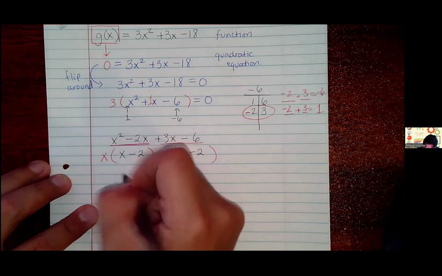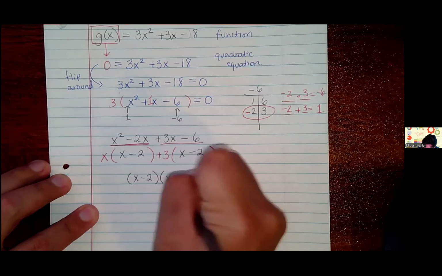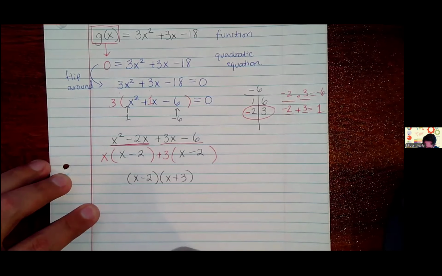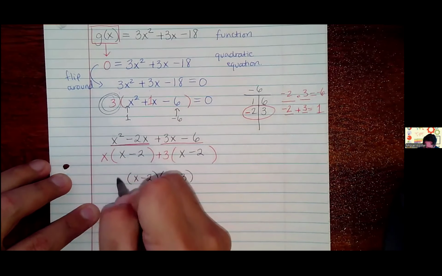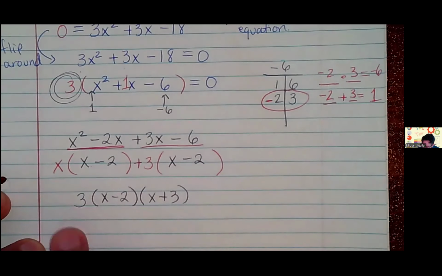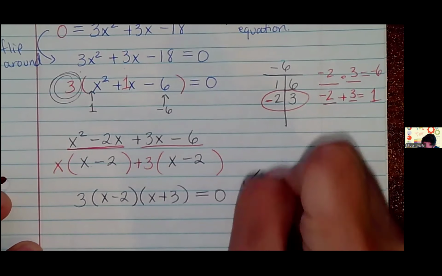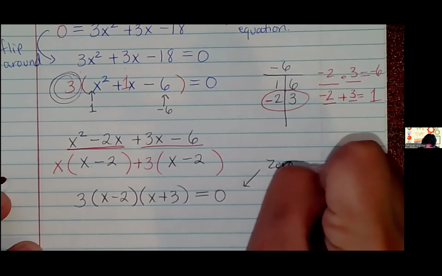Which means that our factorization is x minus 2 and x plus 3. It doesn't matter what order you put those in. And then we can't forget that we have this 3 over here. So if we were just factoring, those would be the factors. But we're not just factoring, right? We have to completely solve this equation. That's where we bring in the zero product property.